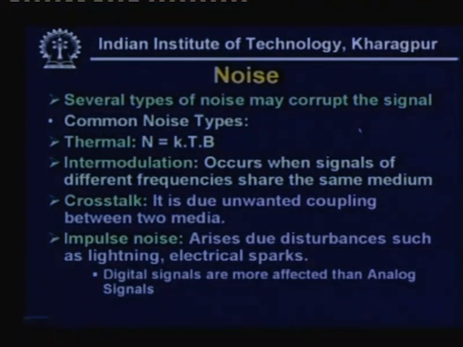I believe our discussion will not be complete if we don't discuss the types of noise that are present in the medium. There are several types of noise that may corrupt a signal, and the most common noise types are discussed here. First one is thermal noise. What is thermal noise? Normally, if we look at a conductor, a copper wire, apparently we find everything is very calm and cool. There is no movement, nothing is taking place.